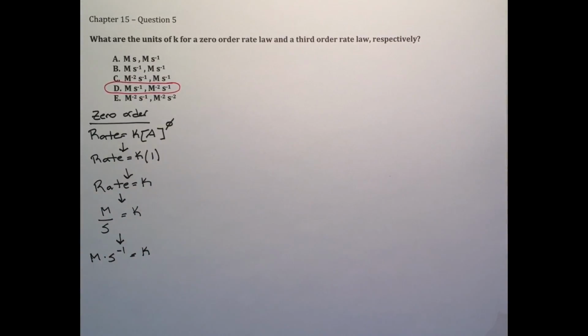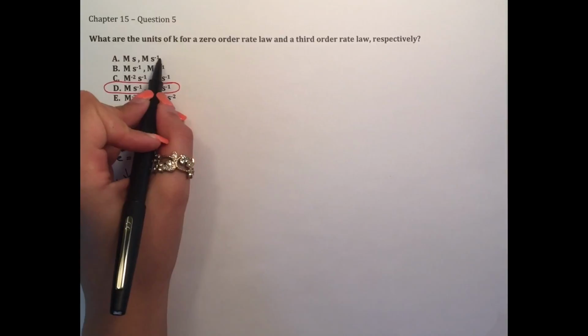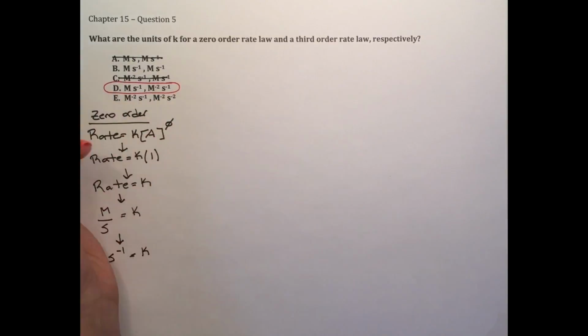So for zero order, which is the first M and S before the comma, let's just cross out anything that isn't M times S to the negative 1. So this is wrong, and this is wrong. So we know from this that our answer has to be either B or D. We already know it's D because we were given the answer, but let's just pretend like we didn't know that. Now let's move on to the third order.